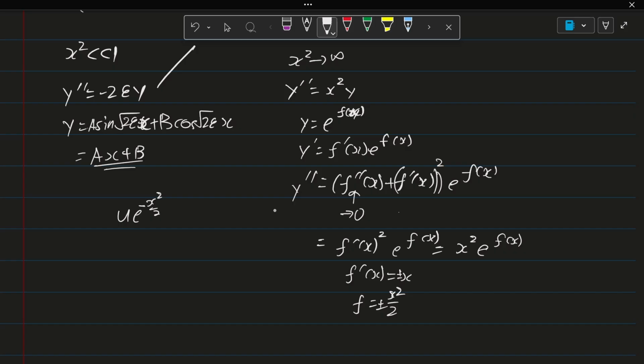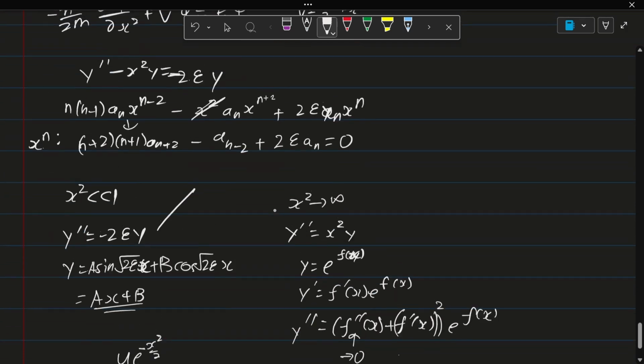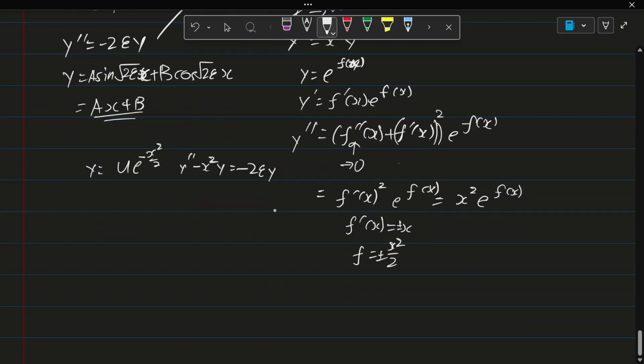Let's just assume that this is negative, because if it's positive, x squared over 2 will just blow up. So we'll just choose negative x squared over 2. And maybe we should try and plug this into our equation. So let's just do the same problem. If you put it into your differential equation of y double prime minus x squared y equals negative 2 epsilon y, this would be transformed.